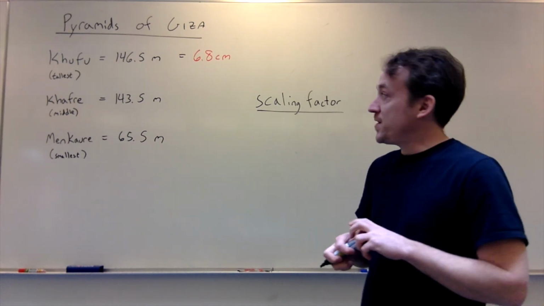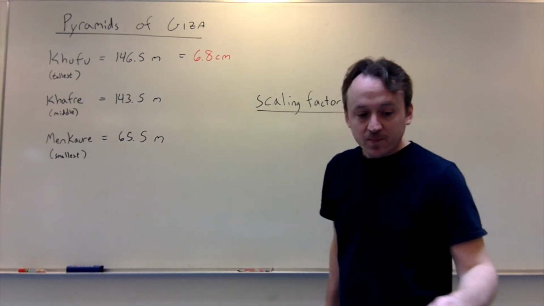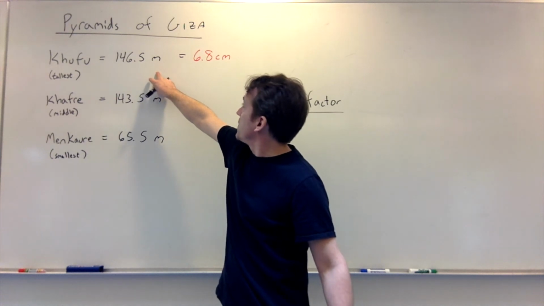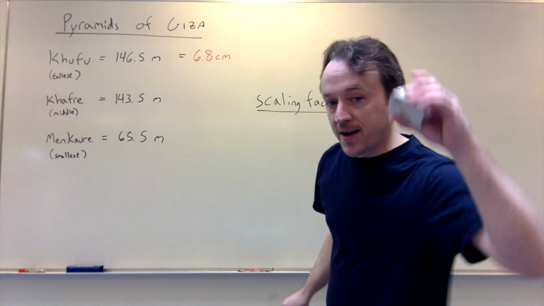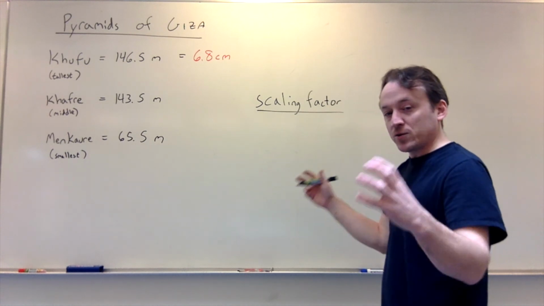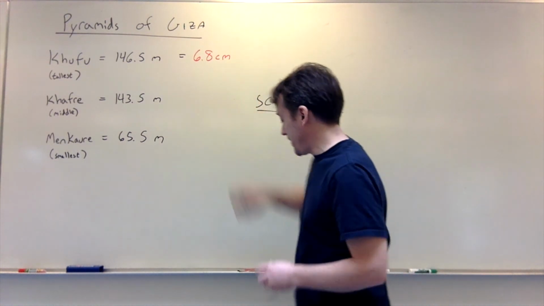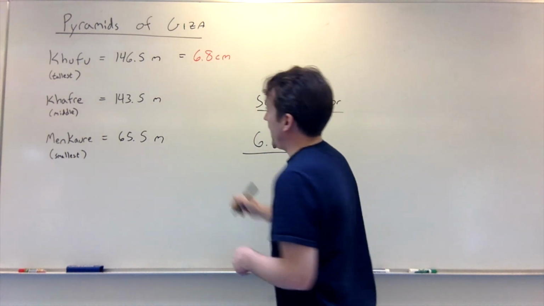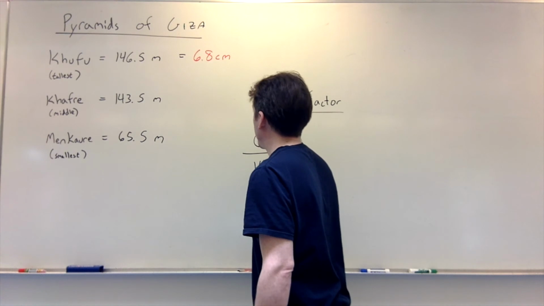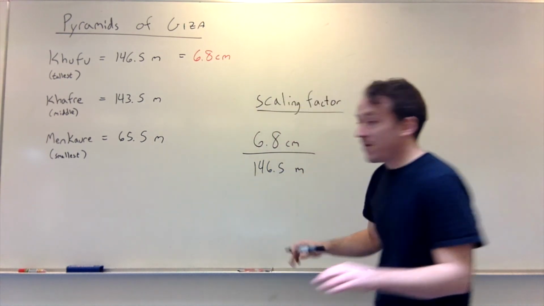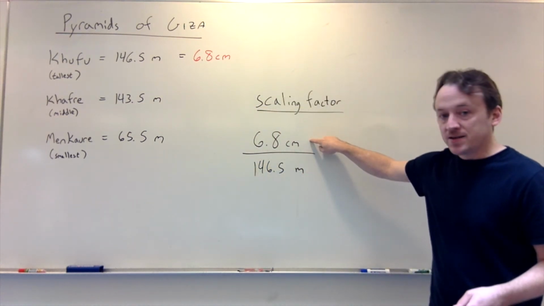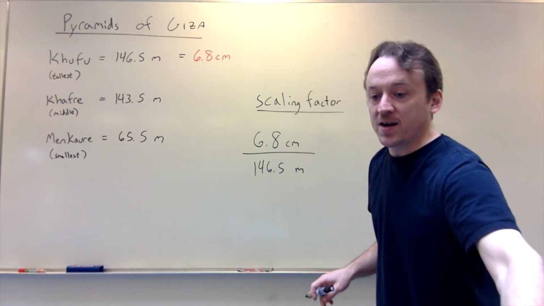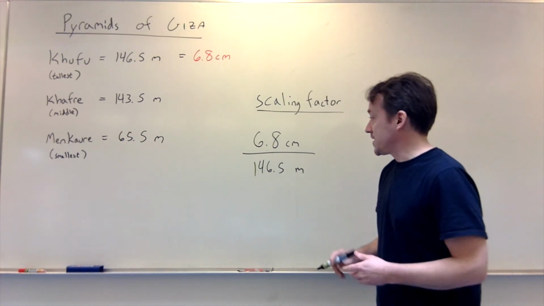So what I want to do is make this smaller. This is actually 146.5 meters tall. This is much smaller, okay? So I want to multiply by something that'll shrink it down. So I know that this is going to be on top, my 6.8 centimeters, and this is going to be on the bottom, 146.5 meters. Now if I converted that to meters, this would actually be the percentage of height of this relative to the Great Pyramid, and it would be a really small number.